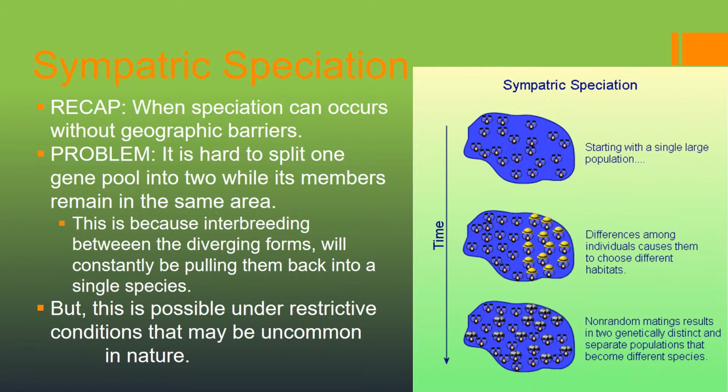Sympatric speciation happens when we get a new species without geographic barriers. The only problem with this is that it's hard to split one gene pool into 2 while its members remain in the same area. The reason for this is because there's constant interbreeding between these diverging forms. Interbreeding will always be pulling them back into a single species. But this is possible under restrictive conditions that may be uncommon in nature.